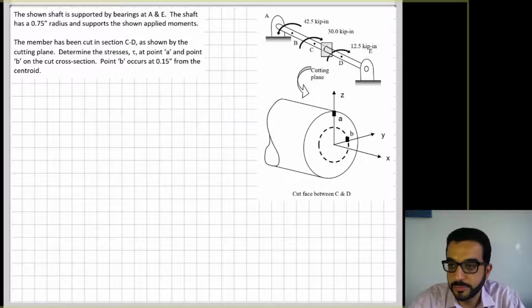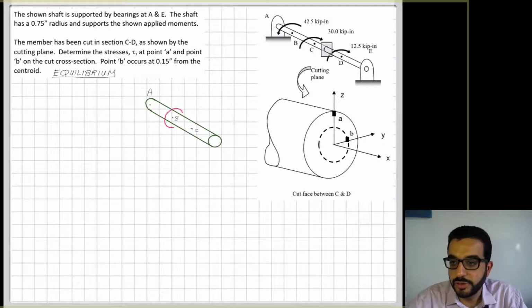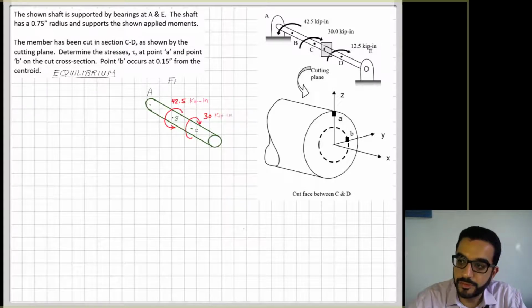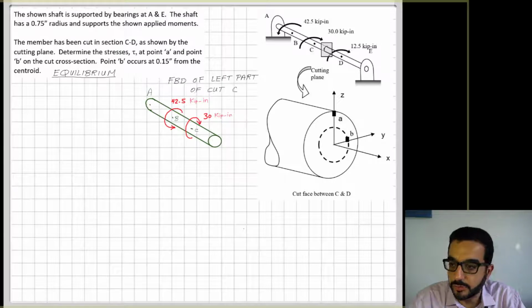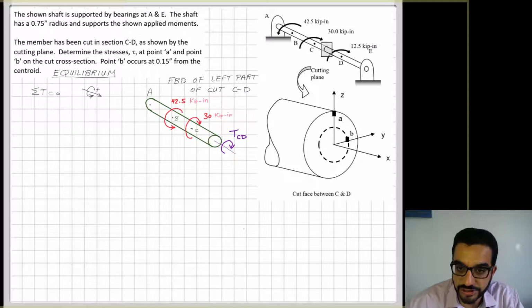0.15 radius from the centroid. So the first thing you do is analyze the statics and equilibrium of that cut, and what we will do here is analyze the left part of it. So we'll see the part that has the B and C loads, and when you cut at this section somewhere between C and D, we will reveal that the main action happening internally is the torque. So we don't have a normal force or shear force. It's mainly pure torque action here.